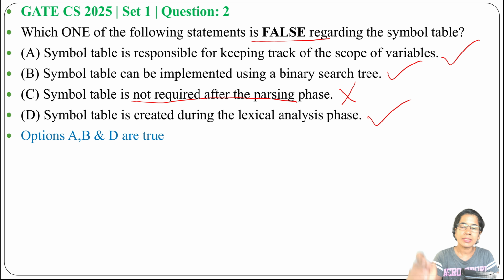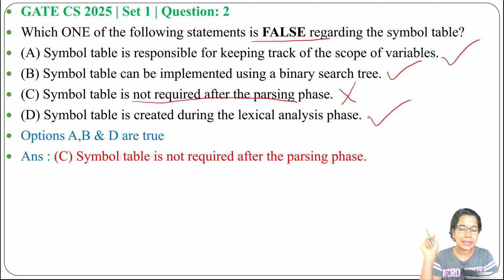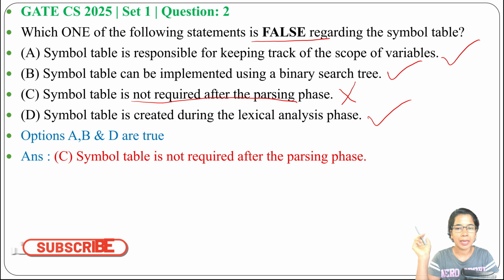In question it is asking which statement is false. So answer will be option C. Symbol table is not required after the parsing phase. This statement is false. It is required for every phase of compiler. I already discussed symbol table and phases of compiler. Just go through first chapter of compiler design.